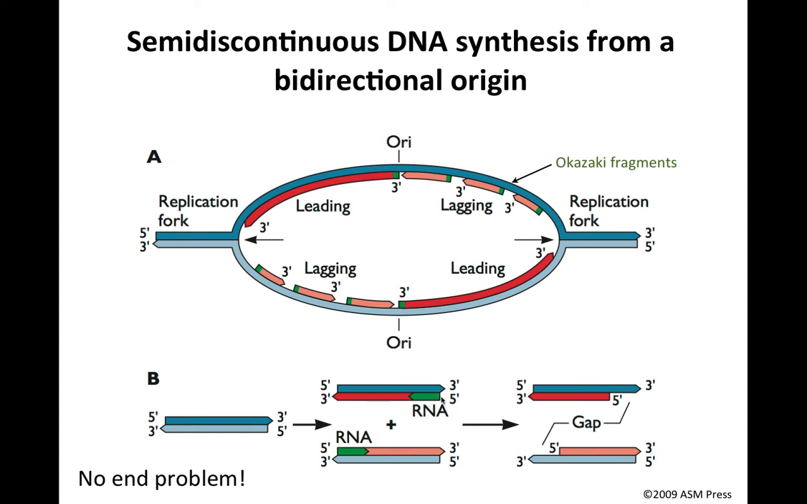The RNA primers have to be removed and filled in. And that's not a problem because this is a circular DNA. So you're always going to have a 3' hydroxyl ahead of you to fill in when you remove the RNA primer. There's no end to give you a 5' end problem. So this is one solution, one viral solution, to the end problem. Make a circle. That way you always have a free end to serve as a primer.